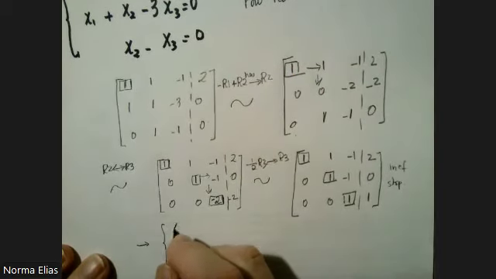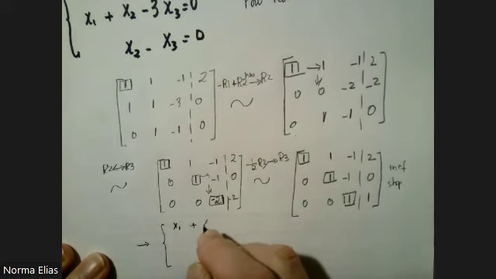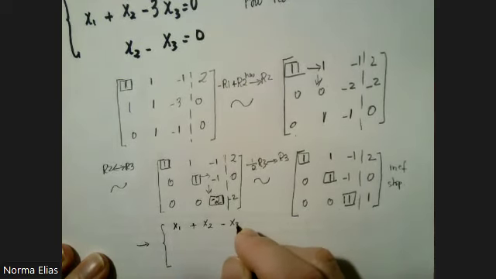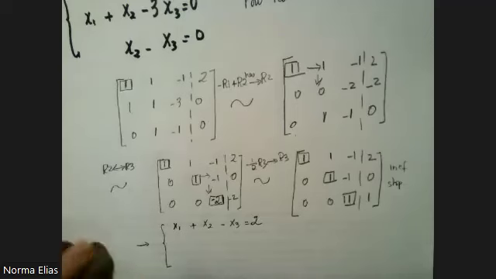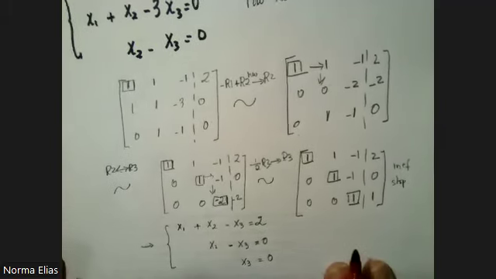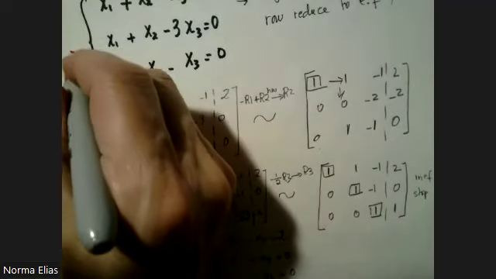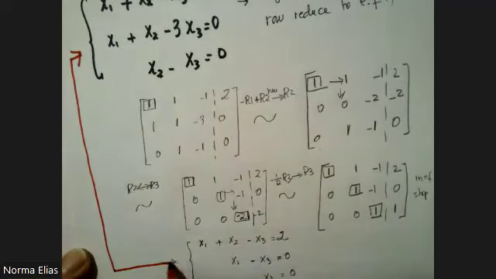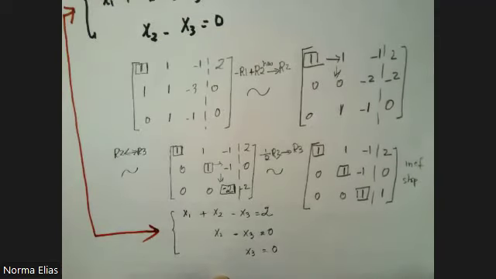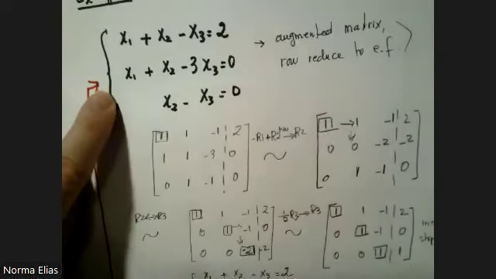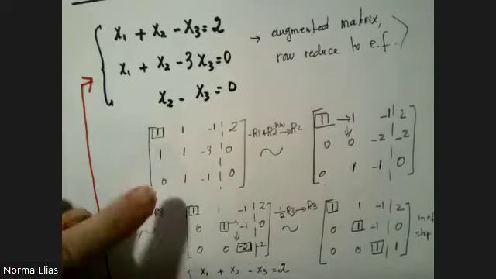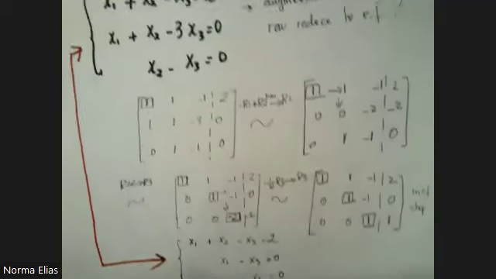So now the system is x1 plus x2 minus x3 equal to 2. x2 minus x3 equal to 0. And the last one is x3 equal to 0. The crucial idea behind those row operations is that every value that solves this system solves that system. It means the simple system here and the original system are equivalent. They have the same solution. Row operations do not alter the solution of the system.